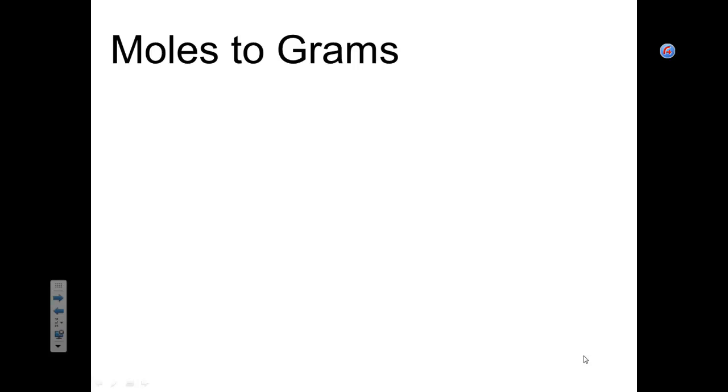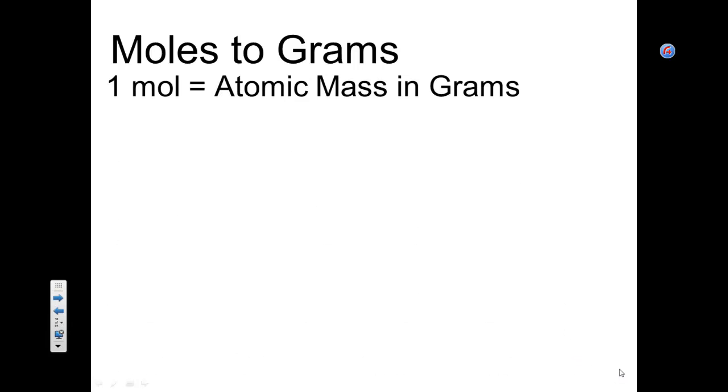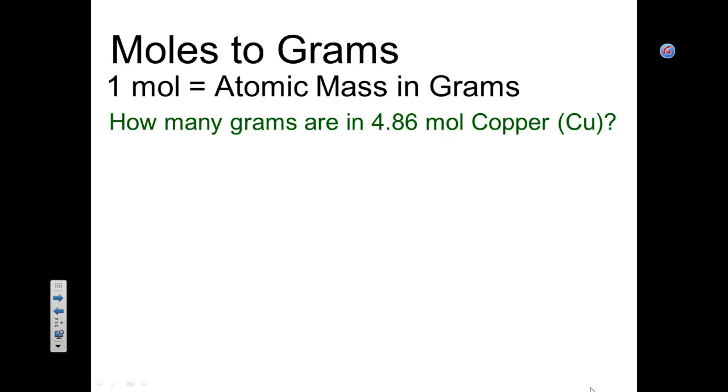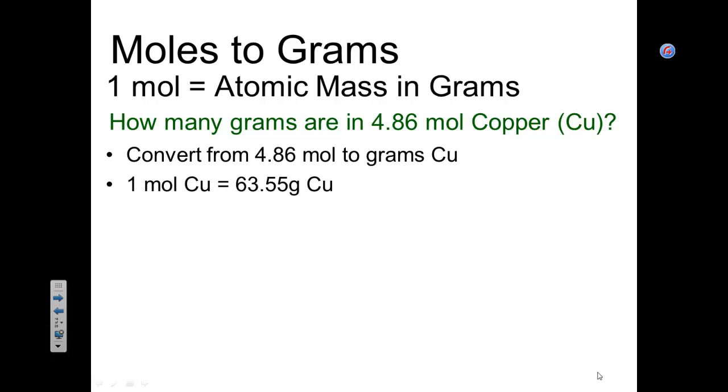So let's get started. Let's convert from moles to grams. In order to do that, we would need to know that 1 mole is the atomic mass in grams. So how many grams are in 4.86 moles of copper? We want to pay attention to what we're converting from and to. We're converting from moles to grams, so we need to know the mole to gram ratio. For copper, the mass of copper rounded to that second decimal place is 63.55 grams. So 1 mole of copper equals 63.55 grams.